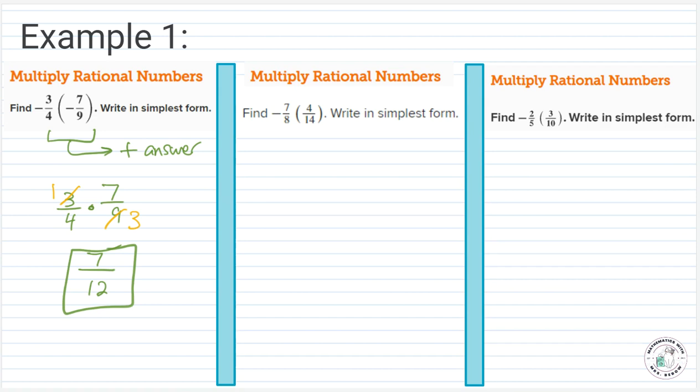I'll just leave it as is. We're still going to end up with the same result in the end, but I did want to point out, yeah, that 4/14, not simplified, and you can definitely simplify it from the start if you would like to.